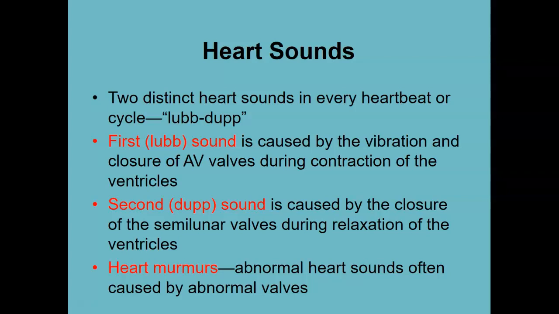Heart murmurs are abnormal heart sounds that can be caused for a few different reasons. In young children, a heart murmur can happen because of an incomplete closure of something called the fossa ovalis. That is a hole between the right and the left atria. When humans are in utero, and this is true for most mammals actually, there is a hole that connects the right and the left atria.